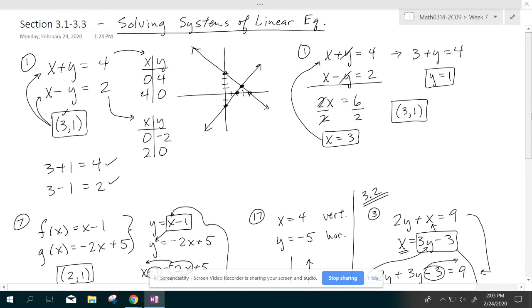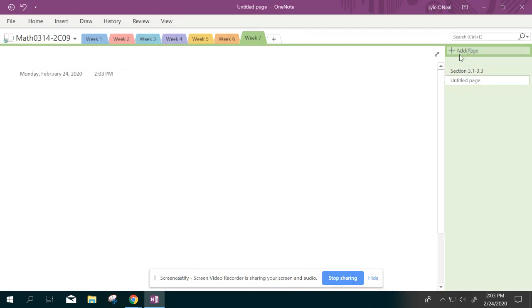How am I doing with space? Let's go to a new page. Add a page. Number 11. 2x minus 3. And y minus 2x. 1. And the instructions say the same thing.